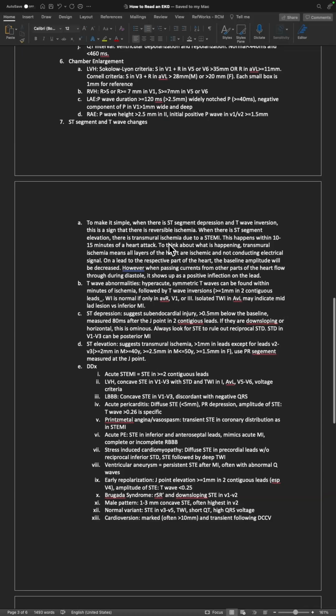Okay, this is EKG interpretation part 2. You need to watch that first video, but I'm just going to continue where I left off. So we're going to talk about ST segment and T wave changes.